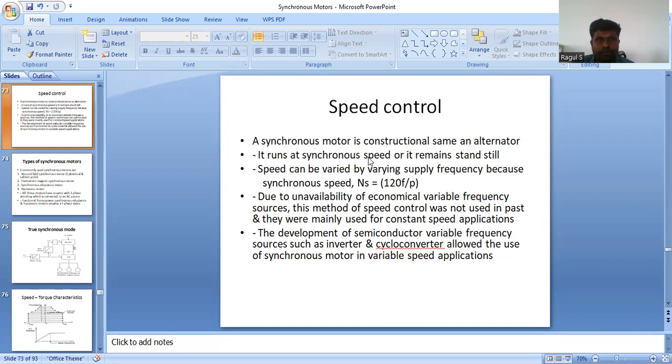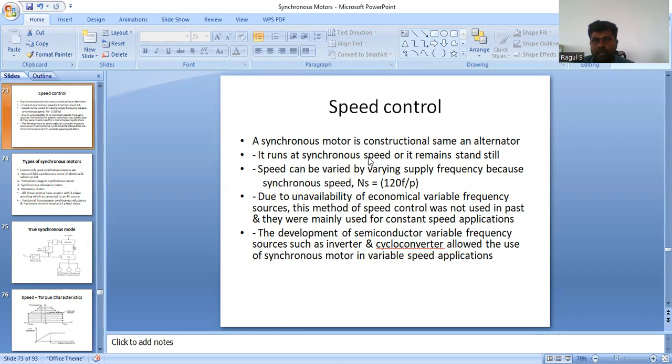Speed can be varied by varying the supply frequency, because we know the synchronous speed is 120 F divided by P. Frequency is directly proportional to synchronous speed. If you vary the frequency, the synchronous speed will definitely vary. Due to the unavailability of economical variable frequency sources, this method was not used in the past, and these motors were mainly used for constant speed applications.